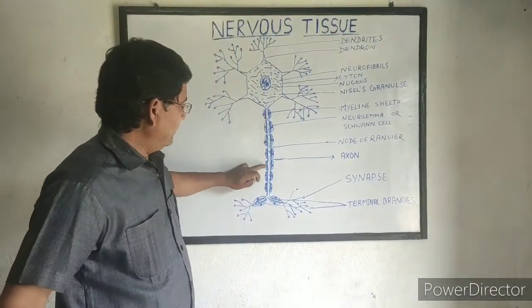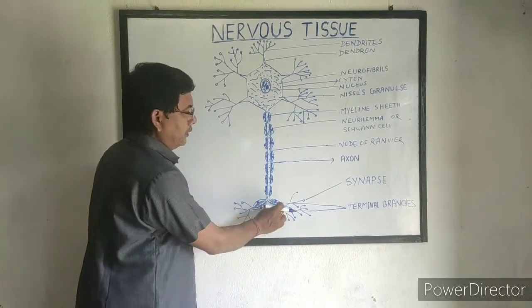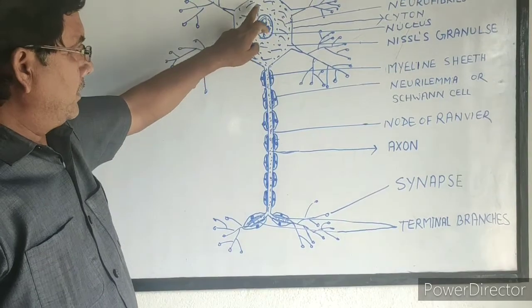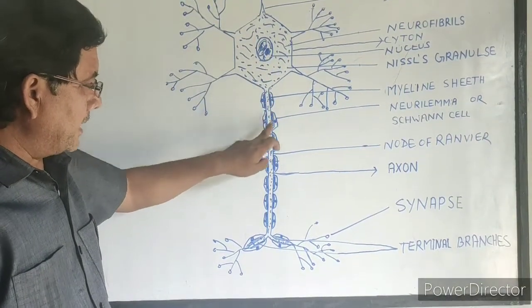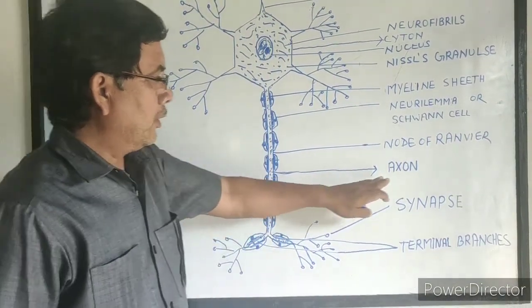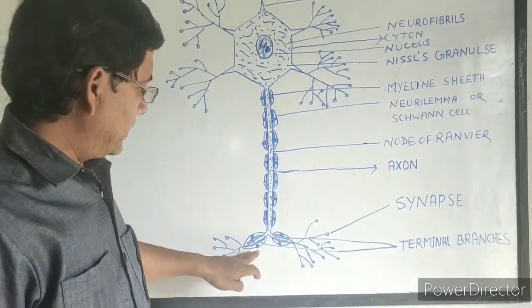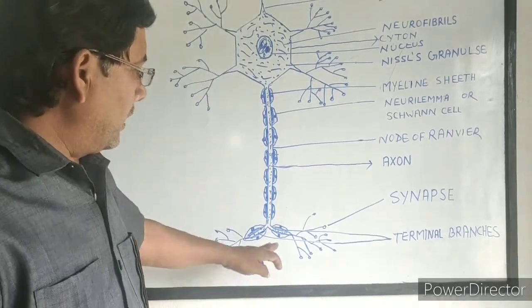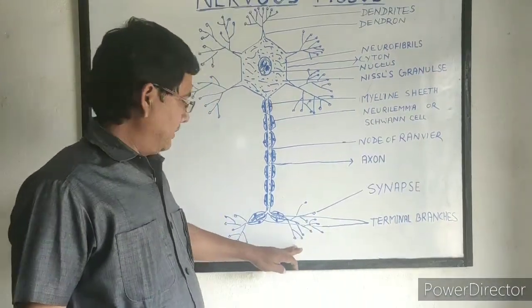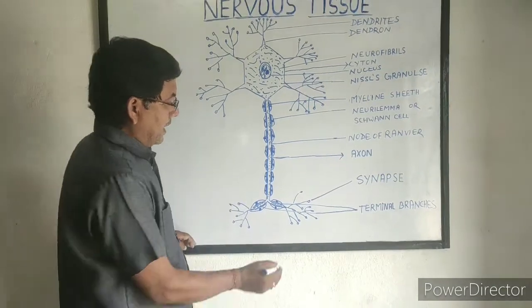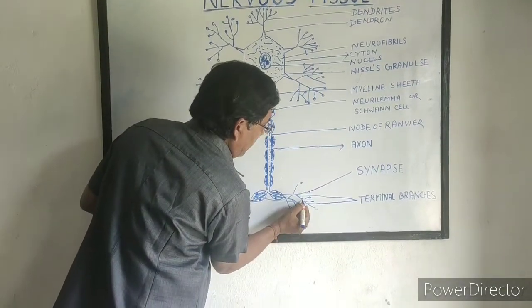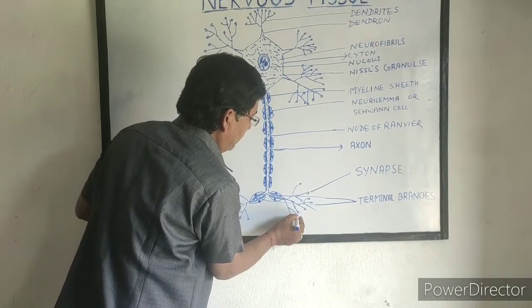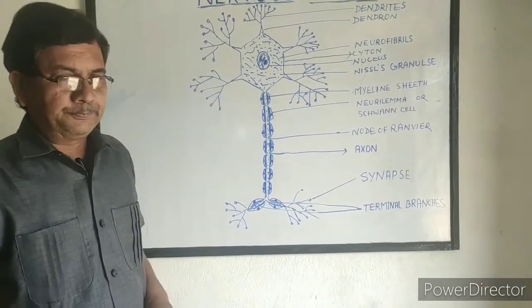This axon is divided into two terminal branches. The cytoplasm of the cell body or cyton is extended in the axon also. These terminal branches of the axon also divide into a number of fine branches, and these branches ultimately end in a knob-like structure, which is called the synaptic knob or synapse.